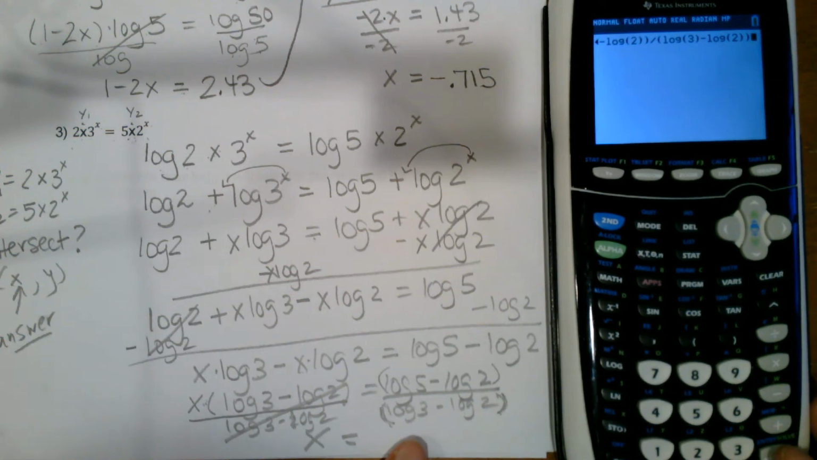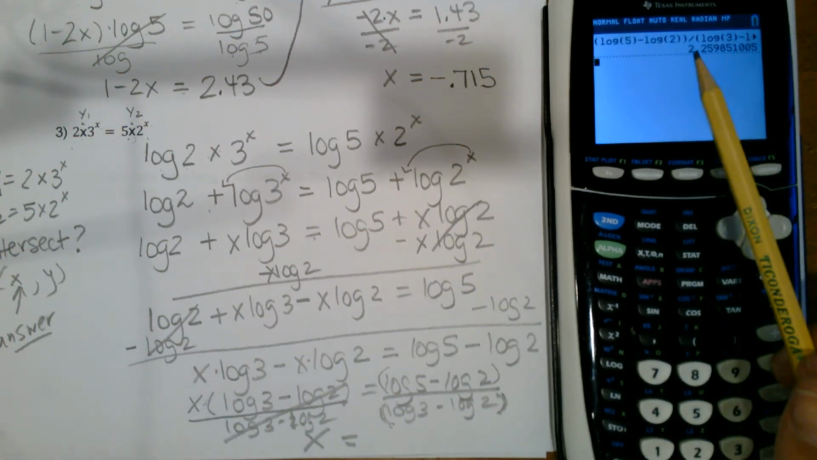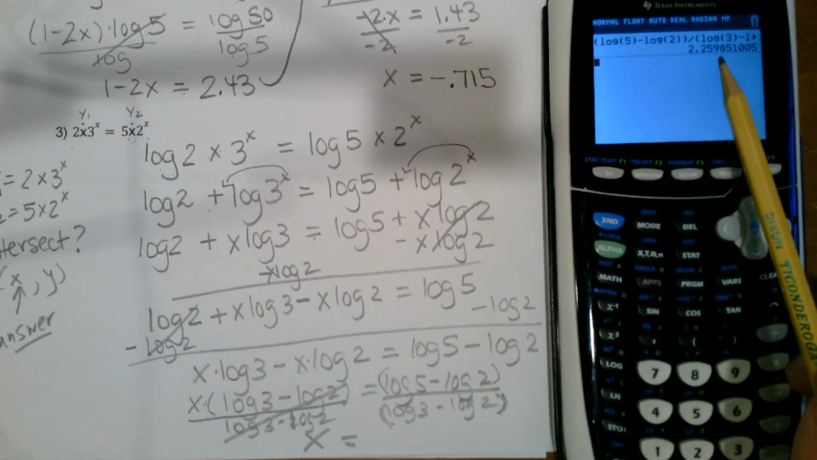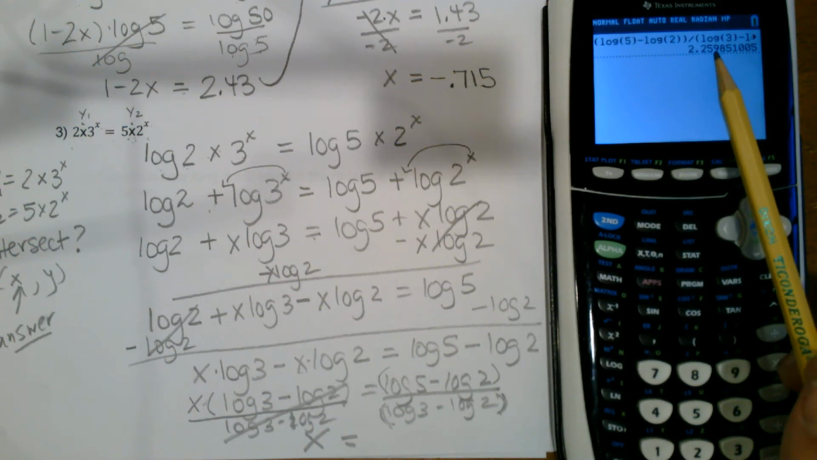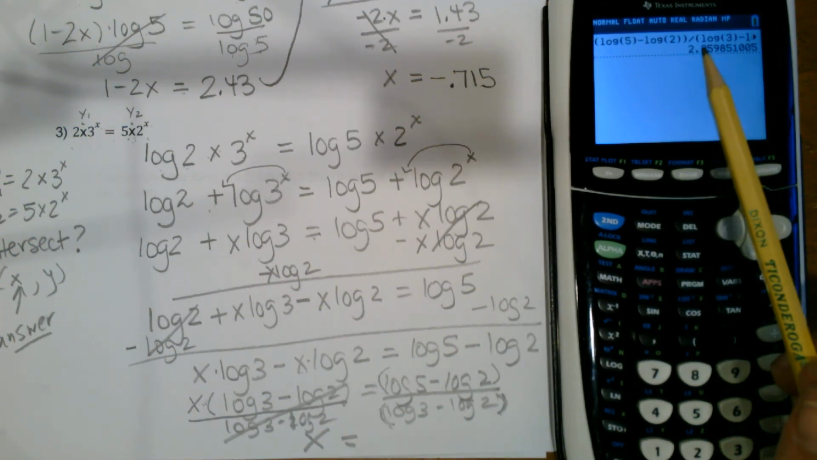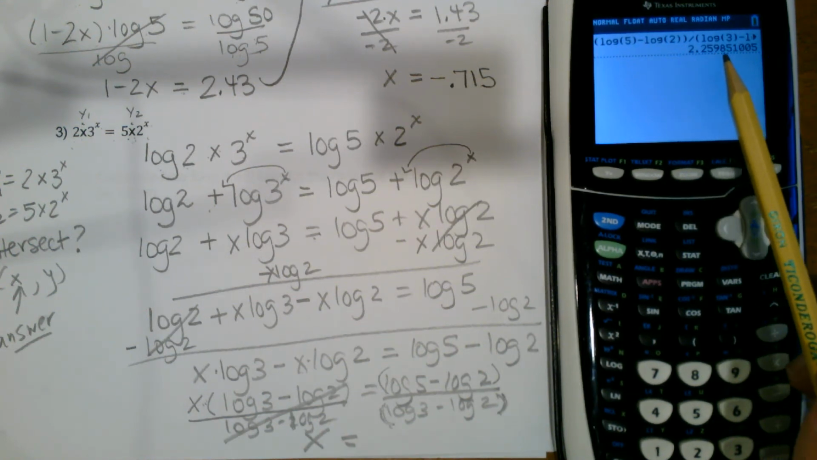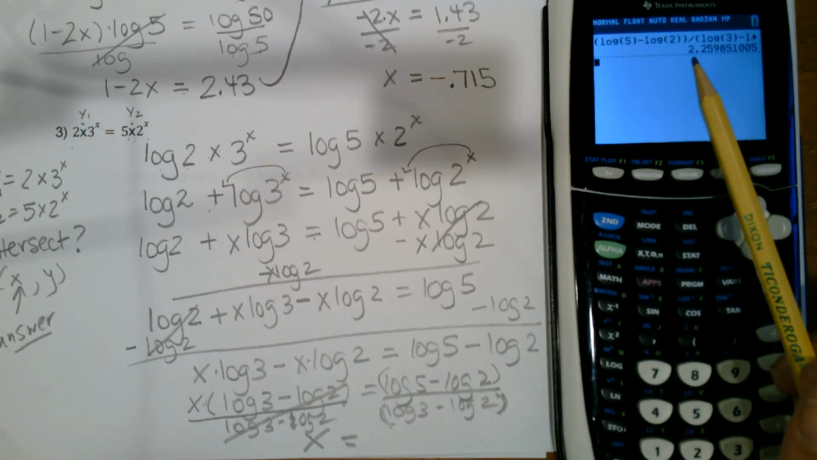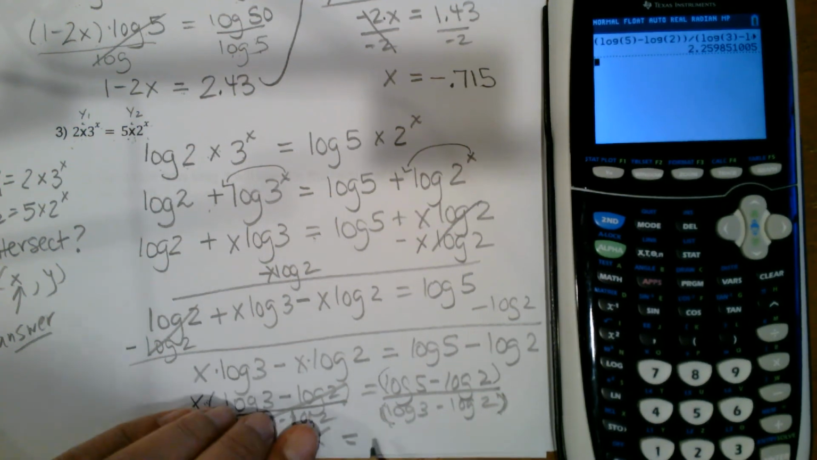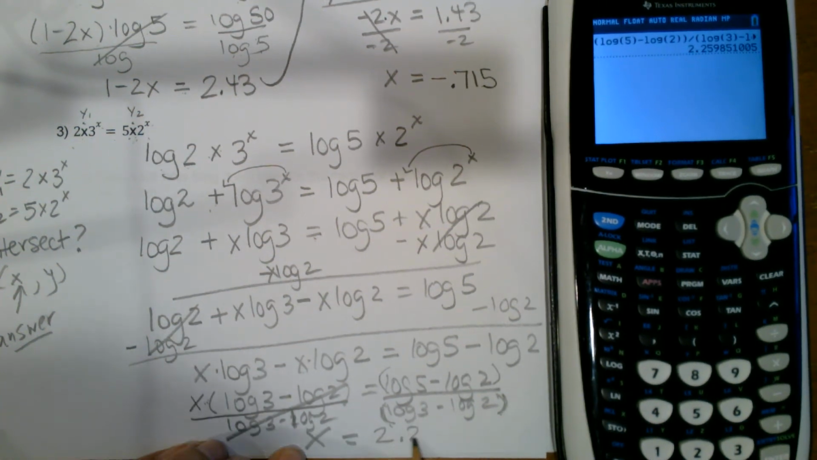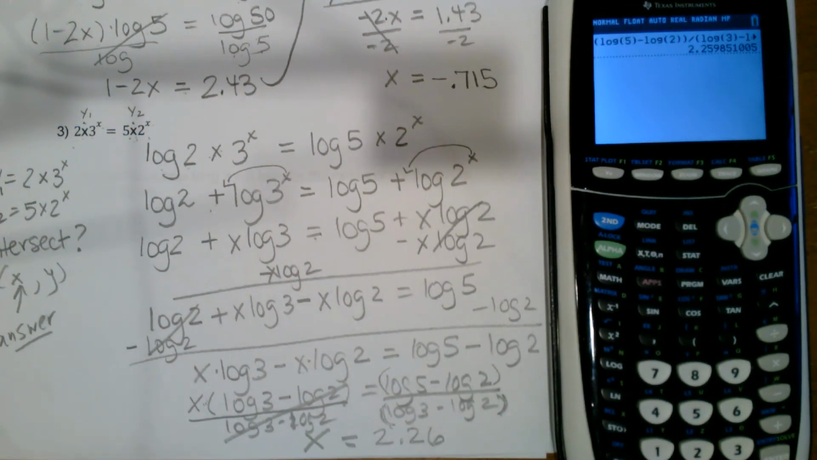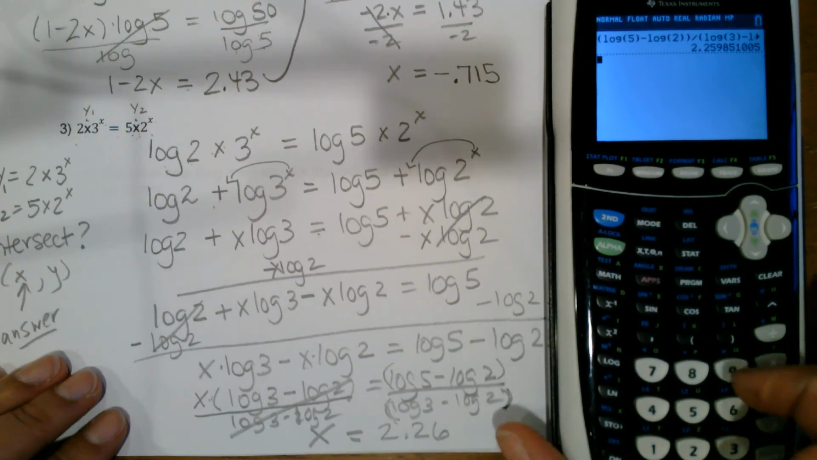Okay, so let's press enter. We get 2.259. Okay, so 3 decimal places would be 2.25. But because this 9 is 5 and greater, what we're going to do is round this to 2.26. So x equals 2.26 because I'm using 3 significant figures. Okay, that was a big one.